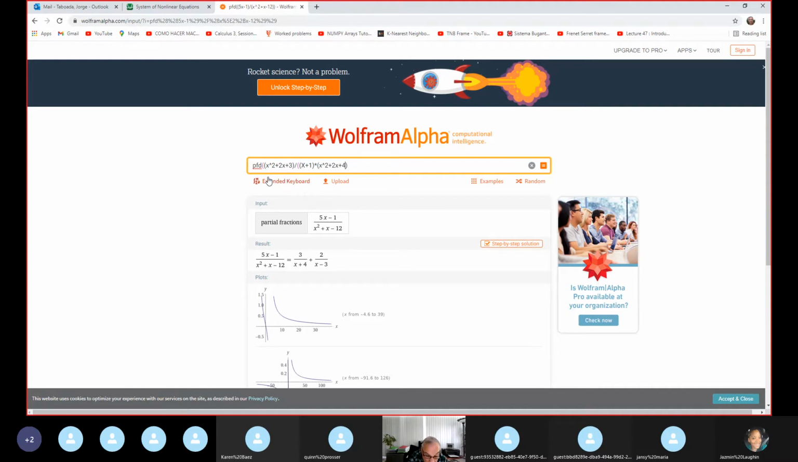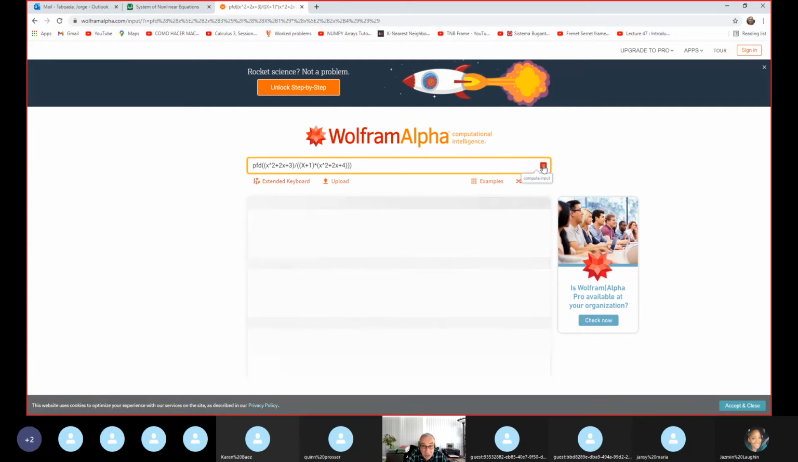And close, two parentheses. One parenthesis closes the polynomial x squared plus 2x plus 4. Another parenthesis closes everything in the bottom. And the last parenthesis encloses everything inside the operation that I want to do, que es partial fraction decomposition. Guys, let me see if I'm doing well or not. Bam.